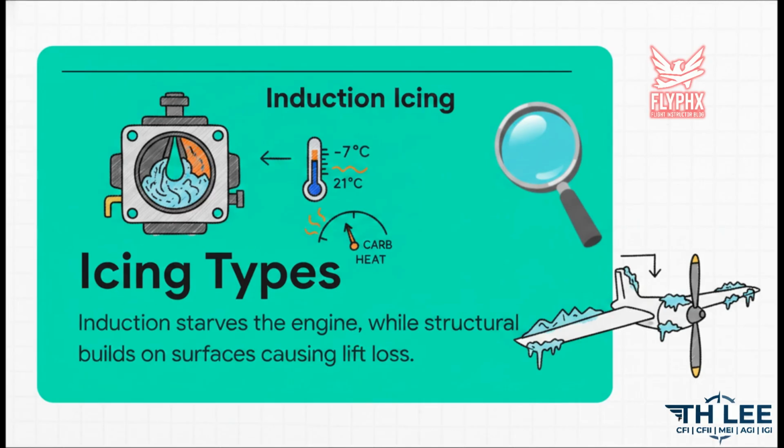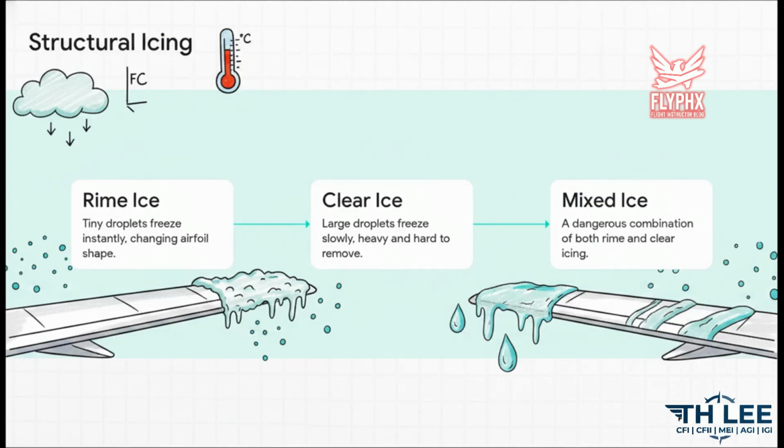The second category is structural icing. This builds up on any exposed surface of the aircraft, causing a dangerous loss of lift, increasing the aircraft's weight, and creating severe control problems. So, the crucial point is this. For structural icing to occur at all, you absolutely must have two conditions present: visible moisture and temperatures below freezing. When those conditions are met, you might face one of three types of ice.